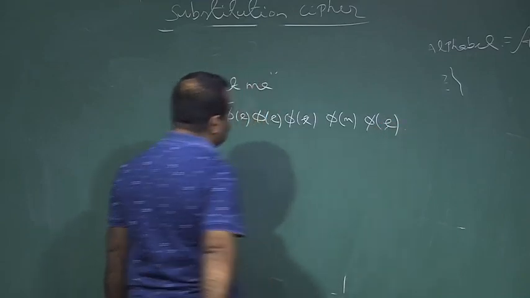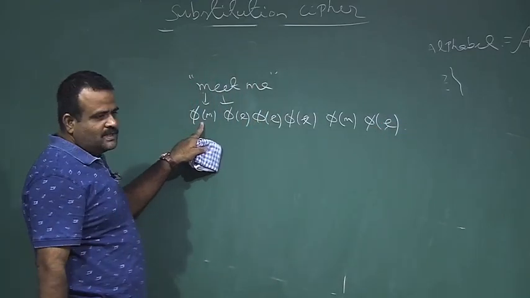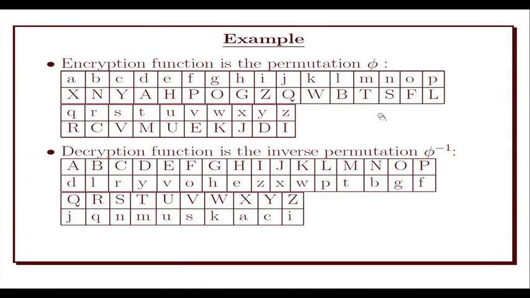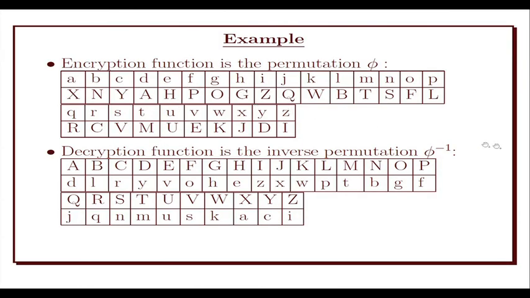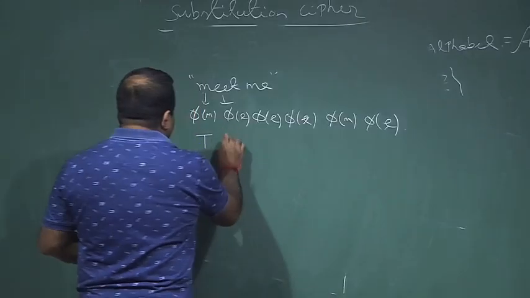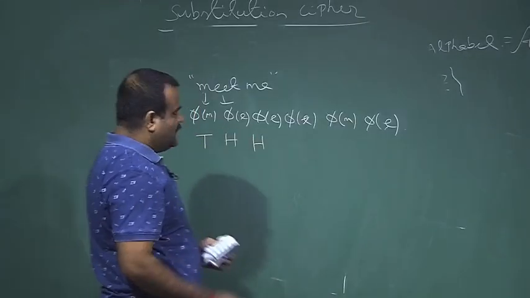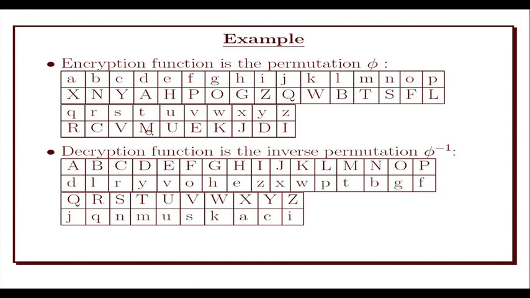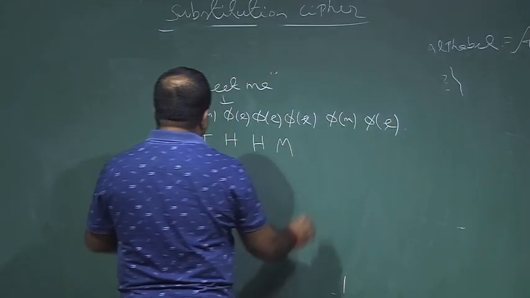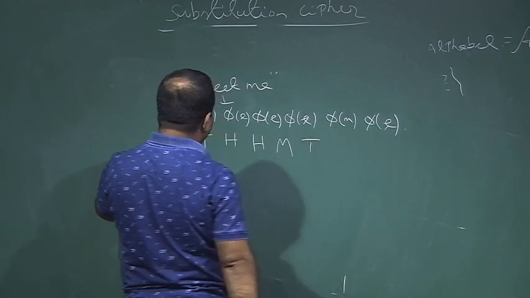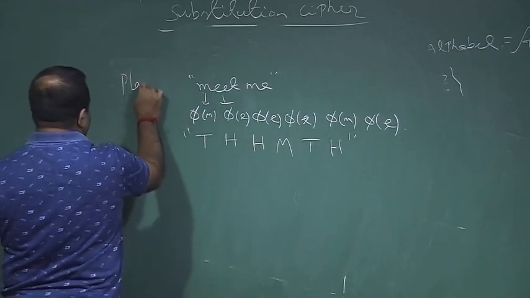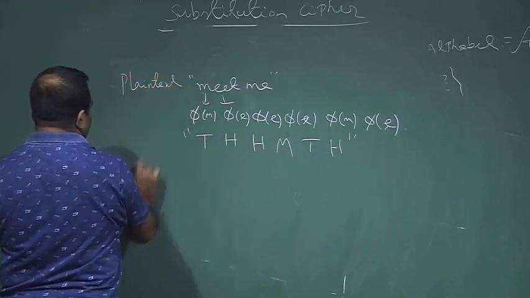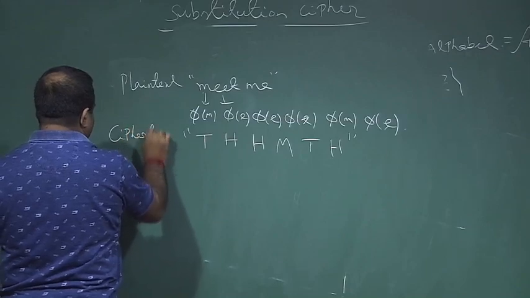If we use this phi, phi of m: if you observe, m is going to T. So this is T. And phi of e: e is going to H. So this is H, this is H. Again t: t is going to M under this permutation. Again m is going to T, and e is going to H. So this is the cipher text; this is the plain text, and this is the cipher text.